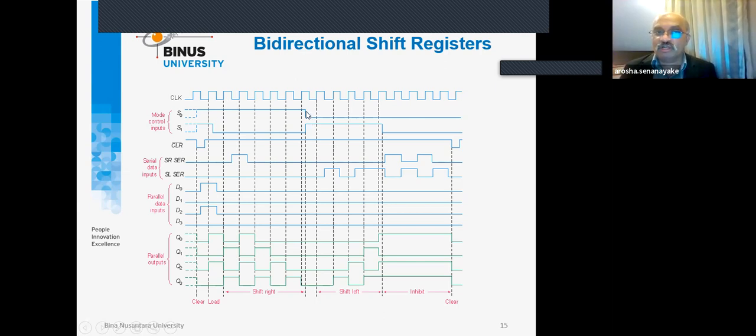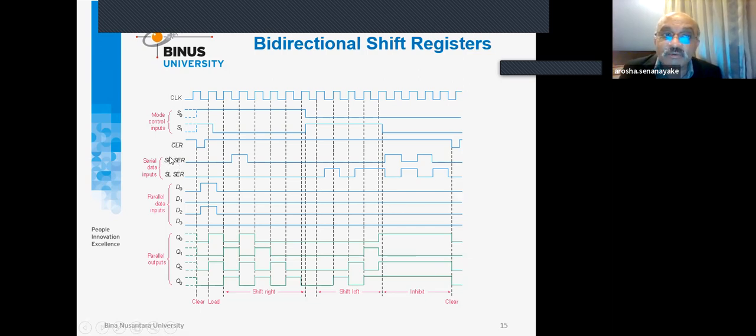Now S0 goes from 1 to 0, and then S1 goes high. So shift left occurs. All others will be inhibit, so nothing will happen. That's basically what you have to understand in this case. It is very important how to manage the clear signal, and how to manage S0 and S1 in order to do this.